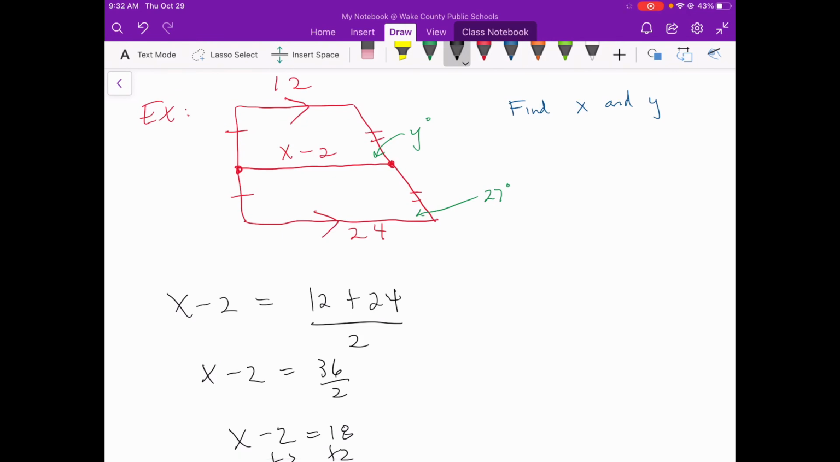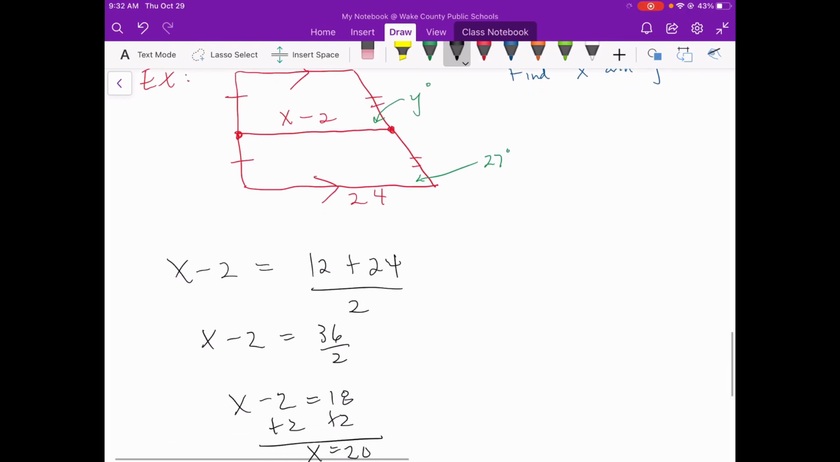Now let's focus on these angles. All right. What I need you to notice here, remember that the mid segment is parallel to the two bases. So that means that we actually have an angle relationship here between Y and 27 degrees and its corresponding angles. You could see with these two lines being parallel, but one's on the outside and one's on the inside, even though they have the same transversal. Because they're corresponding angles, we can actually set them equal to each other. So Y is actually equal to 27 degrees. All right, so that's how we would use these characteristics of a midsegment of a trapezoid.